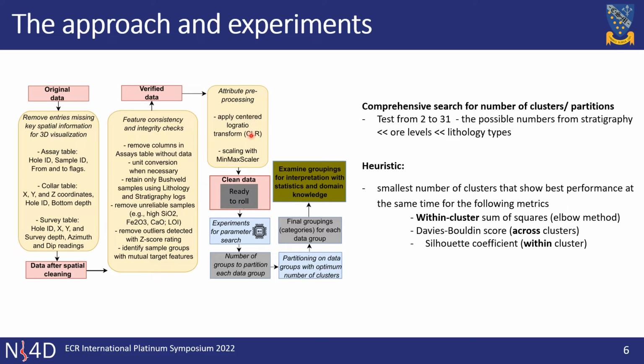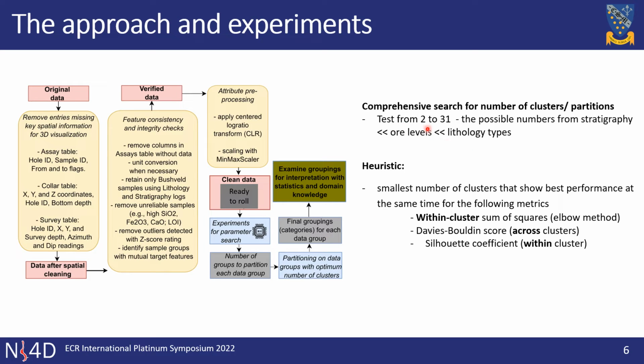Then the data is transformed using center log ratio and is scaled with a min-max scaler. These data are now clean, and then we run experiments to determine the number of clusters that can be used to partition the data set. And the final number as determined from the experiments will be used to create the final groupings on the data set.